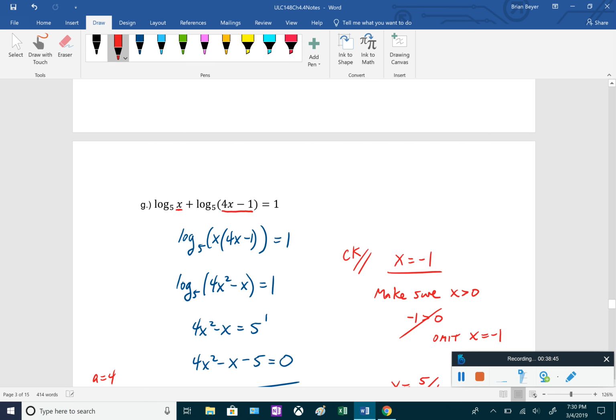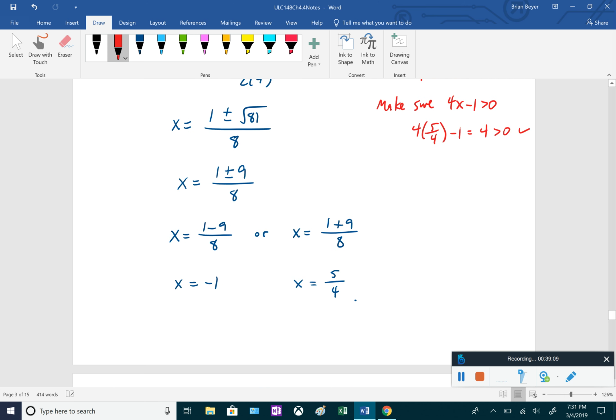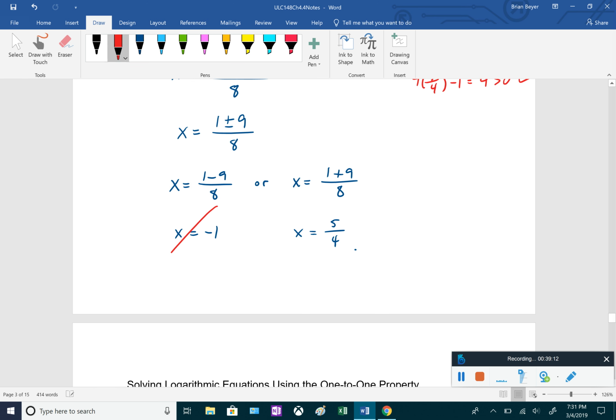And next we have to make sure that 4x minus 1 is positive. So plug in a 5/4 minus 1. That ends up being, the 4's cancel, we get 5 minus 1. That equals 4, which is positive, so that one's good. So we have to omit the negative 1, and x equals 5/4 is our only answer.